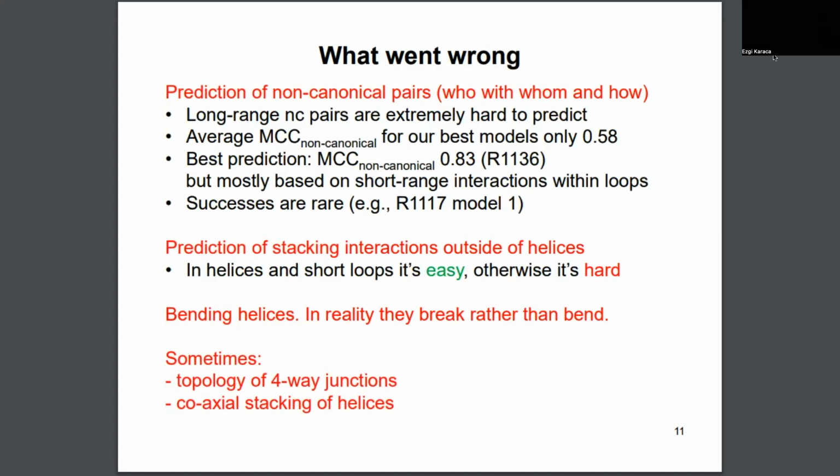What is very difficult is the prediction of non-canonical pairs, which means who pairs with whom and how. So not only which residues are pairing, but what is the status of their pairing. It can be predicted if they are constrained by other canonical pairs. It's super hard if they are isolated or at long range distances. Here the average MCC for non-canonical pairs for our best model was only 0.58. The best prediction was 0.83, but mostly based on short-range interactions within the loops and not long range.